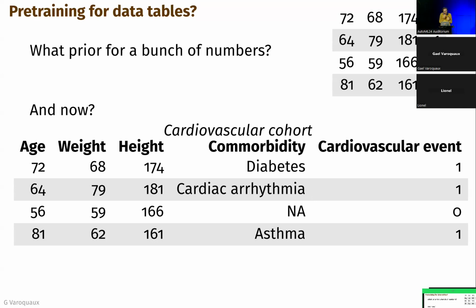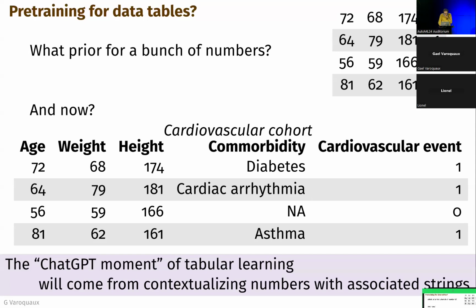It's the same thing as in vision and language: things carry over from one data set to another. So the challenge is to have more things carry over from one data set to another with neural networks. And if I want to be a bit fancy, I'll say that the ChatGPT moment of tabular learning will come from contextualizing numbers with associated strings. If we really want to break through, this is what we need.